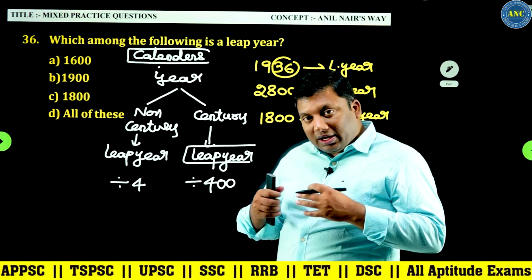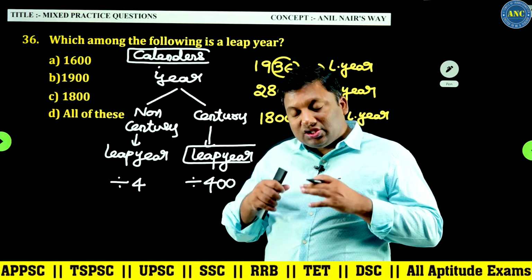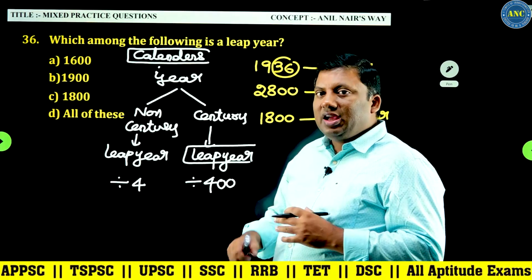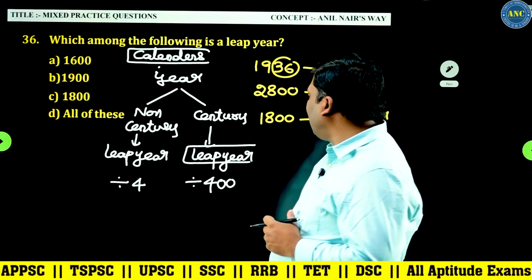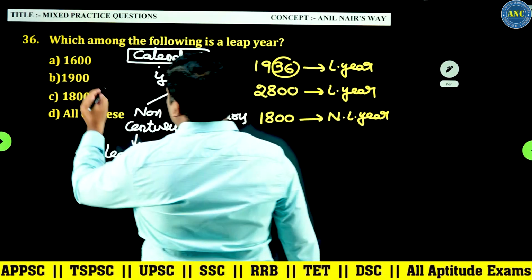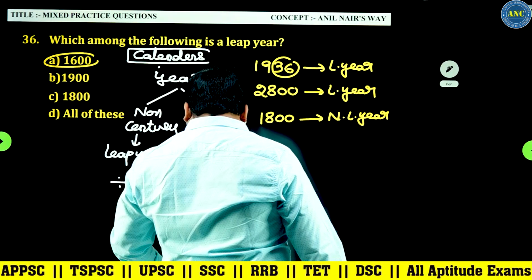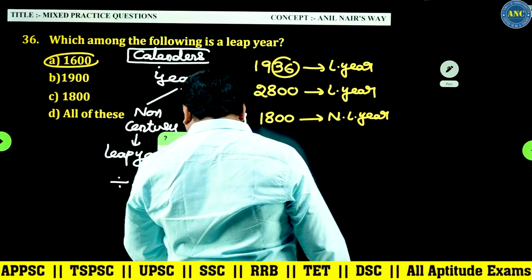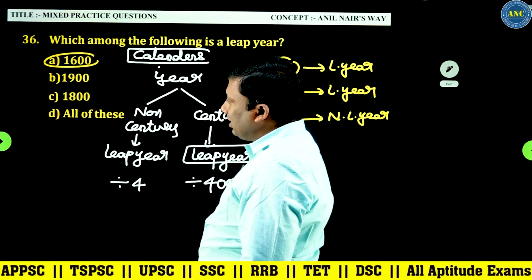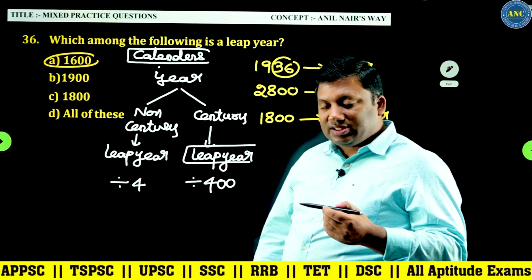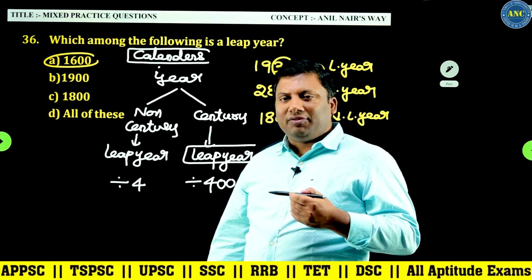For a year to become a leap year, if it is a non-century, it should be divisible by 4. If it is a century, it should be divisible by 400. So 1600, it is divisible by 400. It's a leap year. 1900, it's a century. 1900 divisible by 400? No.